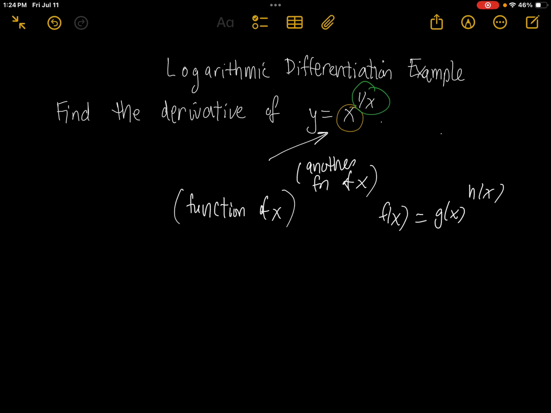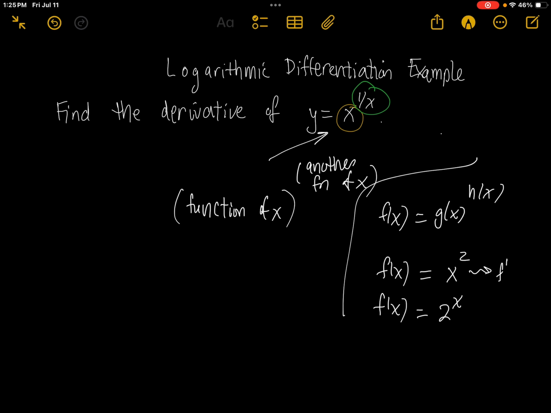So if you had something like f of x equals x squared, you can bring the 2 down. That's from the power rule. Or if you had something like 2 to the x, the derivative is going to be 2 to the x times natural log of 2. So let's just recall that when you have x squared, the derivative is going to be 2x. When you have 2 to the x, the derivative is 2 to the x times the natural log of 2.